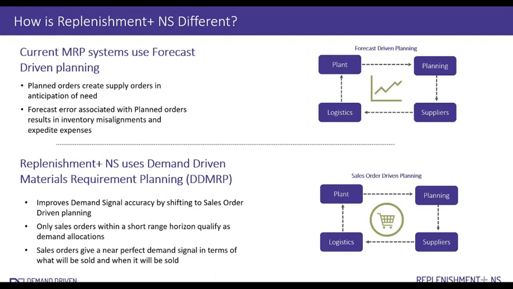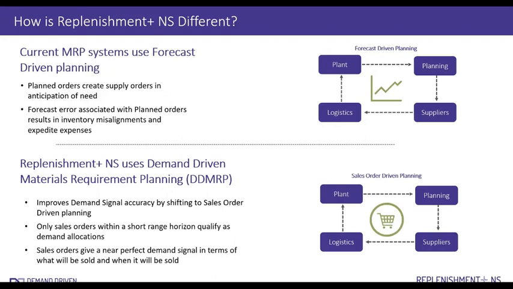And with this, we typically see forecast errors associated with those planned orders, and this results in inventory misalignments and expedite expenses. What we're going to use is DDMRP, Demand-Driven Materials Requirement Planning. And what this is going to help us do is improve the demand signal accuracy by shifting to sales order-driven planning. So only sales orders within a short time horizon are going to qualify as demand allocations, and we know those sales orders are going to give us a near-perfect indication of what's being sold and when it's being sold.